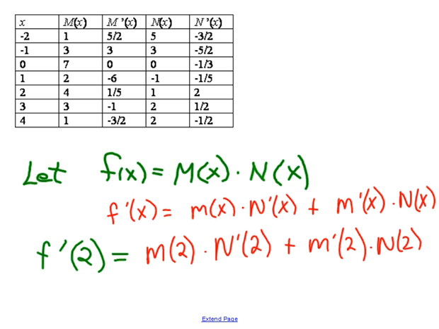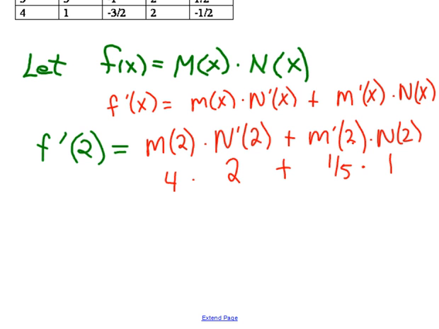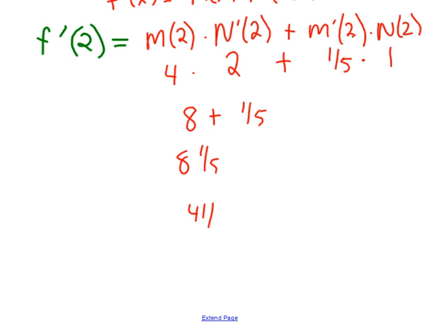So we go to our table and we figure out what m of 2 is. If you see here, m of 2 is going to be 4. N prime of 2, again, stay with the 2, n prime is 2. And now we do m prime at 2. So I go to 2 still and stay at m prime, which is 1/5. And then n of 2, which gives me 1. We put these numbers together. 4 times 2 is 8. 1/5 times 1 is 1/5. And so my answer is 8 and 1/5, or 41/5.